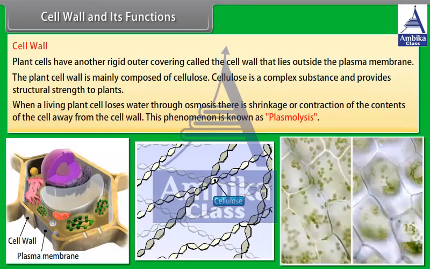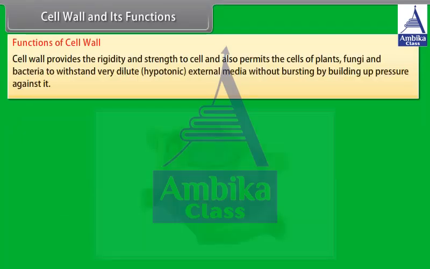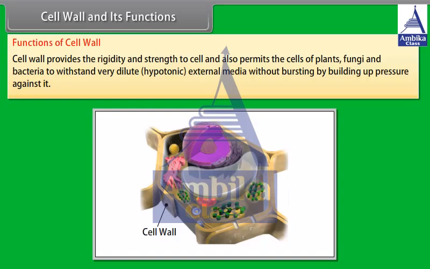When a living plant cell loses water through osmosis, there is shrinkage or contraction of the contents of the cell away from the cell wall. This phenomenon is known as plasmolysis. Functions of cell wall. The cell wall provides rigidity and strength to the cell and also permits the cells of plants, fungi and bacteria to withstand very dilute external media without bursting by building up pressure against it.